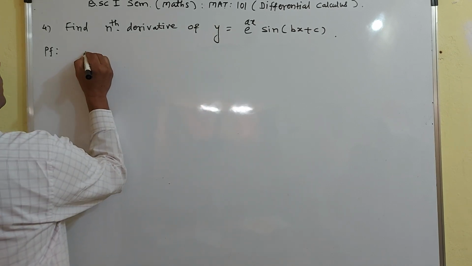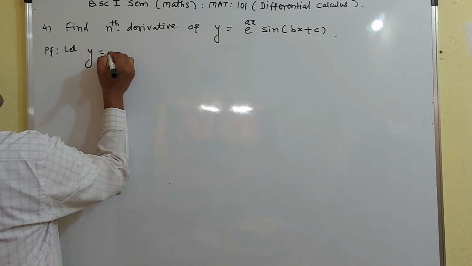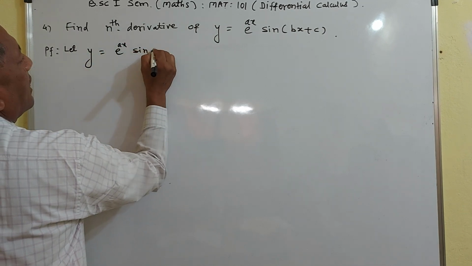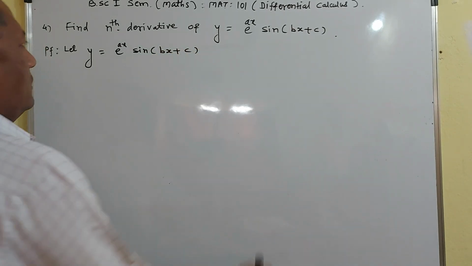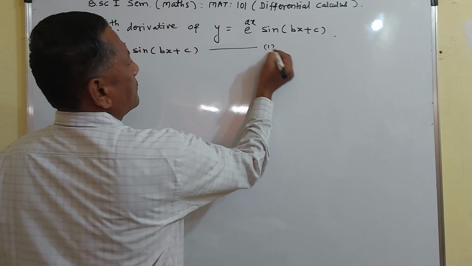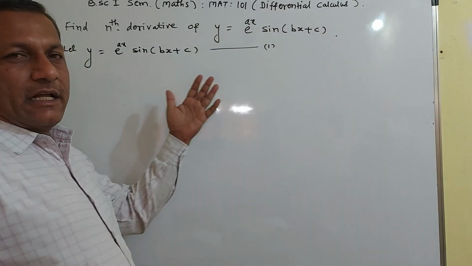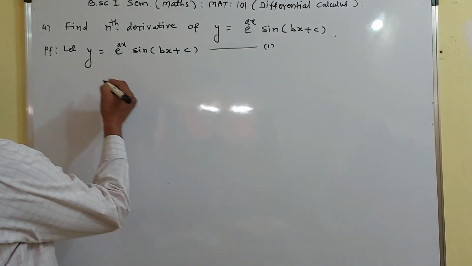What is given? Let y is equal to e raised to ax into sine of bx plus c. Suppose this is 1. First you find its first derivative, second derivative, third derivative, and then conclude the nth derivative.